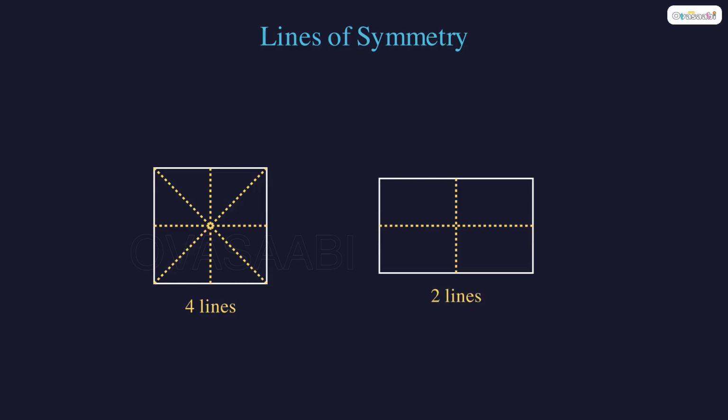A line of symmetry splits a shape into two identical halves. A square has 4, but a rectangle only has 2.